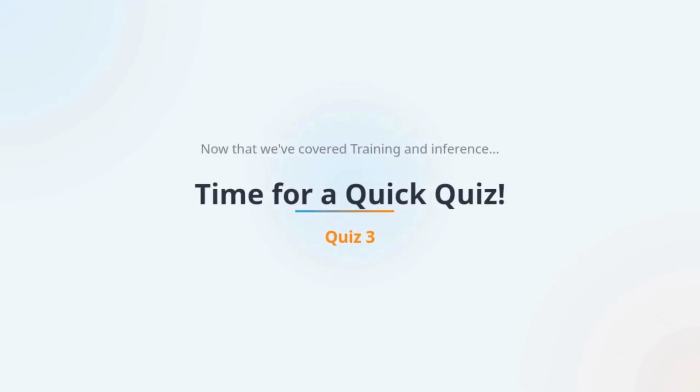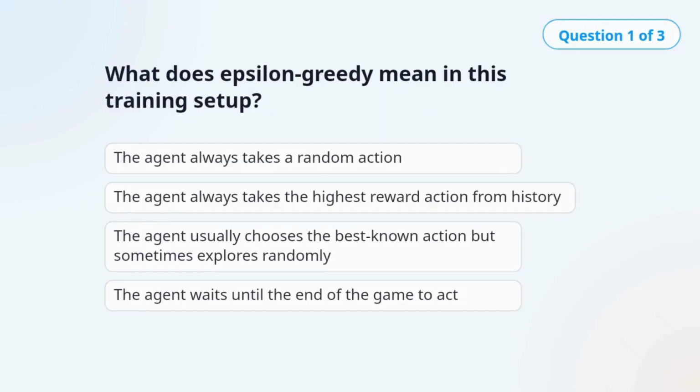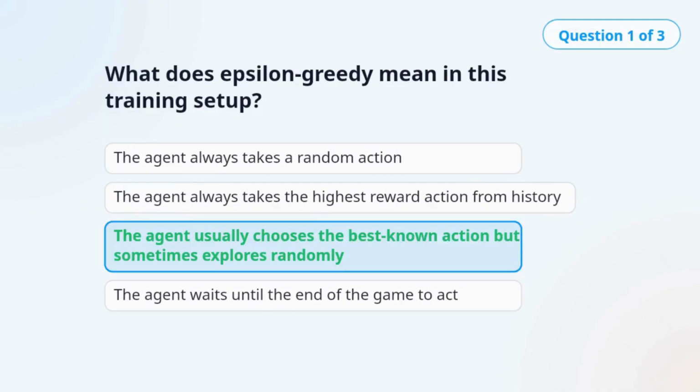Now that we've covered training and inference, let's test what we've learned so far. Here's quiz number 3. See if you can get it right. Question 1. What does epsilon greedy mean in this training setup? The correct answer is the agent usually chooses the best known action but sometimes explores randomly. Epsilon greedy balances exploitation and exploration by choosing a random action with probability epsilon.